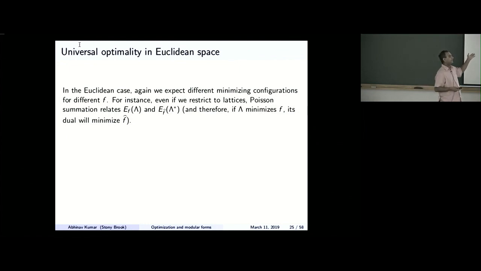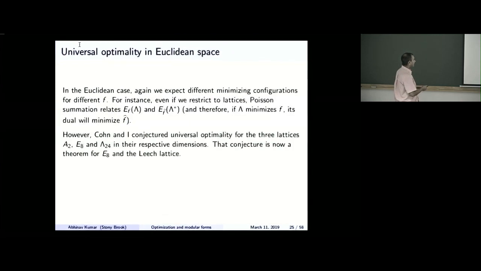For instance, if you restrict to lattices, then there is a Poisson summation identity which relates the f potential energy of a lattice and the f hat, the Fourier transform, potential energy of the dual lattice. So if lambda minimizes f, then you'd expect its dual to minimize f hat. So unless lambda is isometric to lambda dual, you don't expect that it would even be universally optimal.